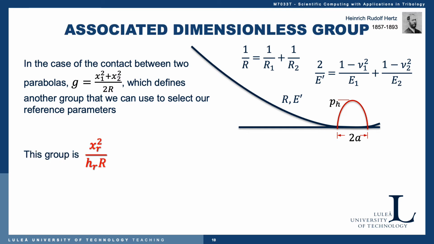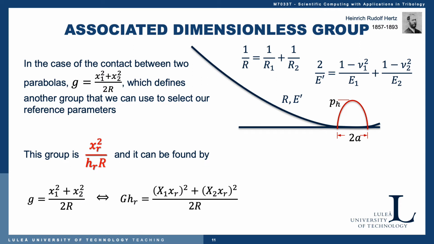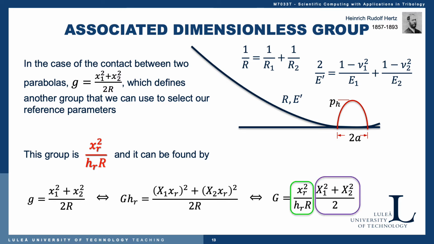It turns out that this group looks precisely like this. So it's the reference parameter for x squared divided by the reference parameter for the gap HR times the reduced radius R, and it can be found by scaling both G and X as we see here. So G is dimensionless G times HR, and X is dimensionless X times XR. And of course we can reformulate this and express it in terms of one dimensional group here in green and a dimensionless expression for the parabolic gap.